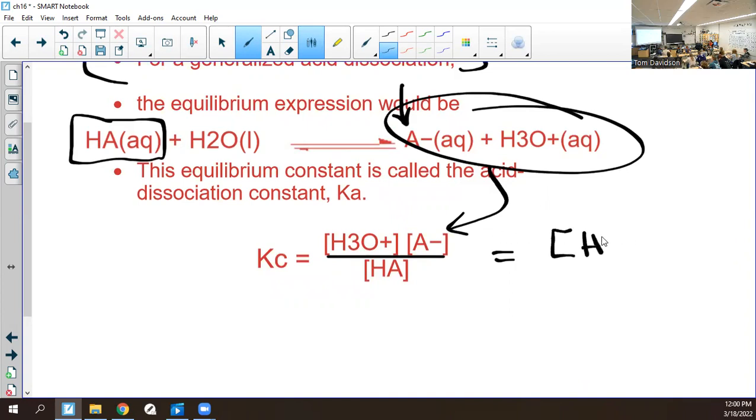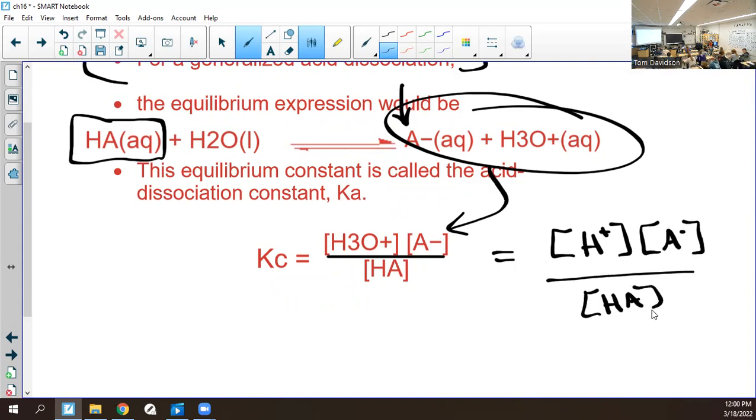You can simplify this just to be H plus times A minus, if you want. H3O plus and H plus is the same thing in my heart. And I don't have to work that. Doesn't matter.